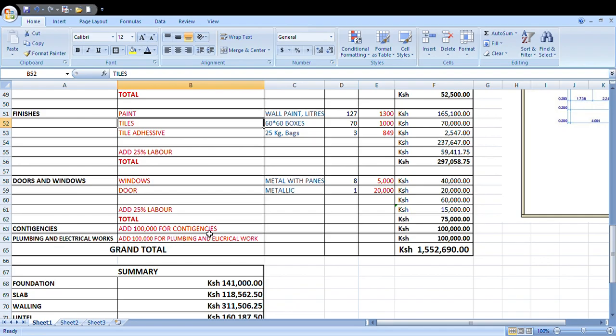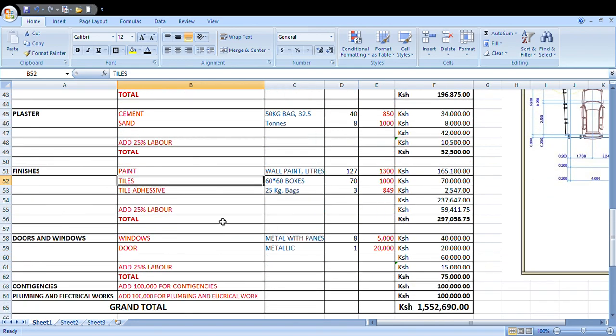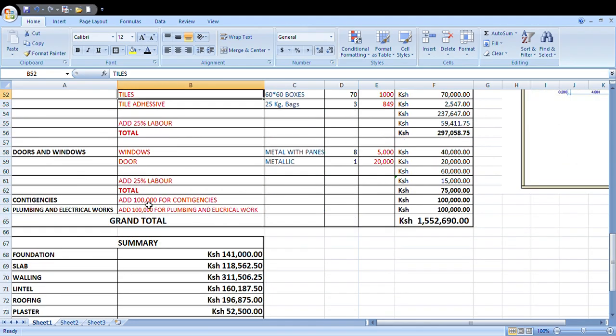Contingencies, you've seen here. I'll add contingencies of 100,000. This is for transportation. In case of anything we forgot, we deduct from the 100,000.